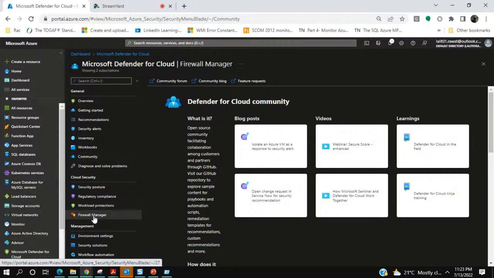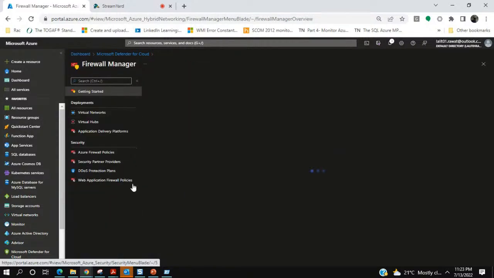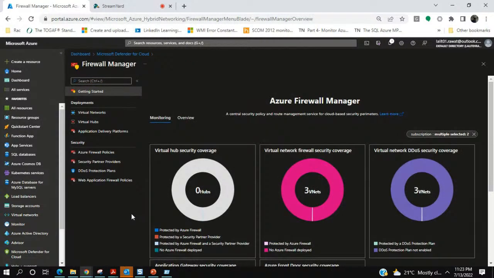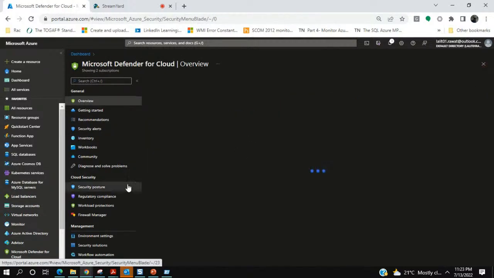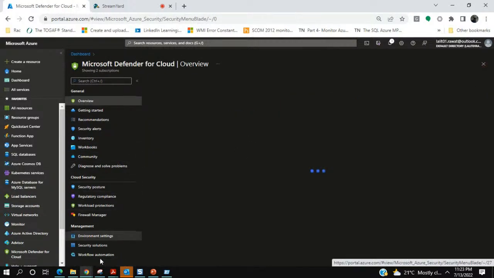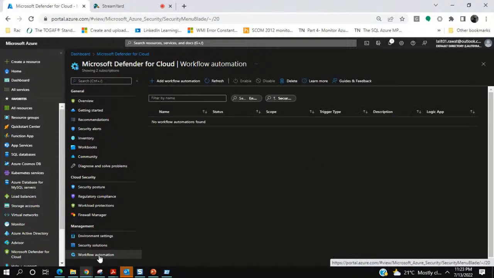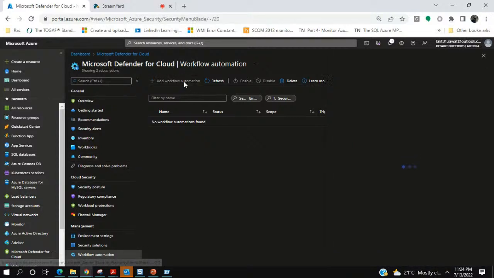Then it'll have a Firewall Manager, right? So if you have a firewall which is integrated with it, that is also integrated as a part of Cloud Defender. How many VNets I have, what are the virtual networks, related stuff and all. Yeah. And we talked about the workflow automations. You can integrate your workflow automations with the logic apps, if I'm not wrong.